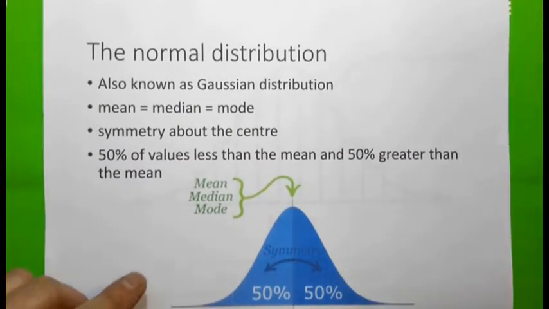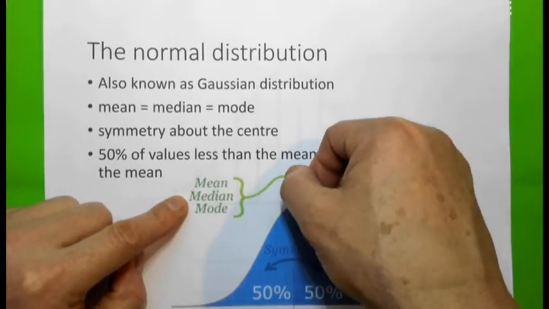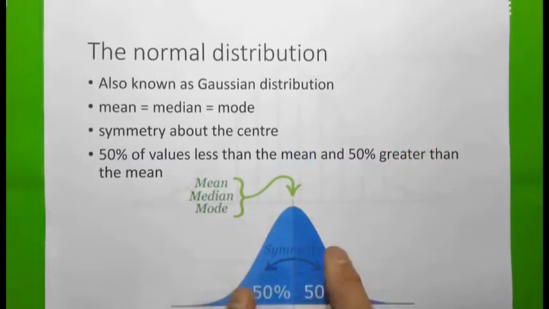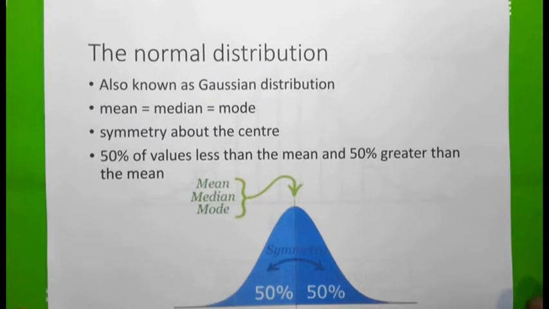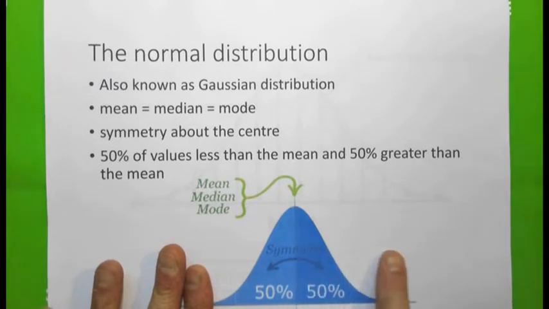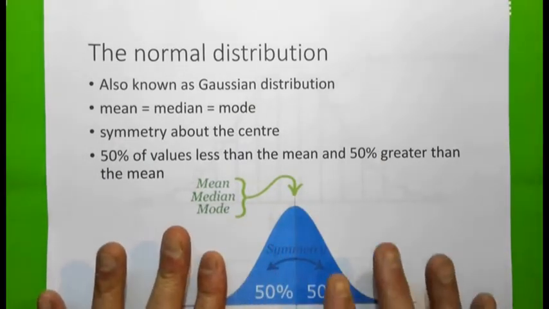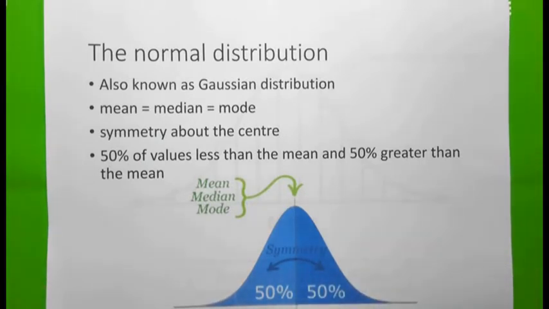In this case, the mean is the same as the mode and the same as the median, right? So it is right in the middle of the distribution and is symmetrical about the center. 50% of the data values are less than the mean, and 50% are greater than the mean. So let's repeat again. In the normal distribution, the mean is the same as the median and the mode. It is always symmetrical about the center, and 50% of the data is less than the mean, and 50% is greater than the mean.